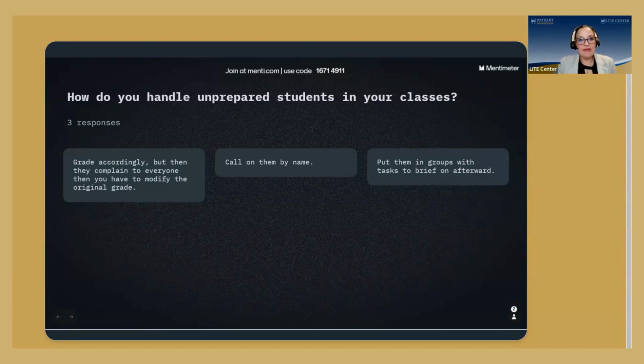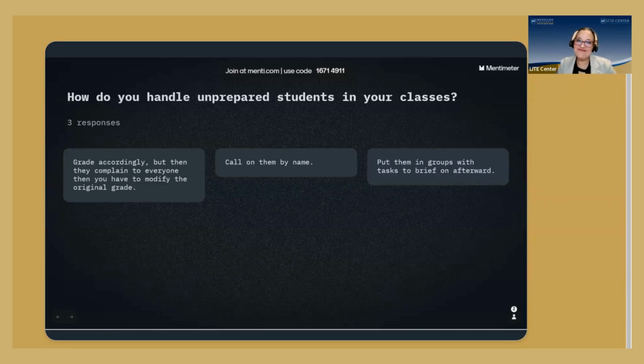Feel free to jump on the Menti to add your ideas. In the morning, we had, well, grade accordingly. I agree. Absolutely agree. That's how you handle unprepared students. You grade, regardless of what you know is going to happen the following day. But then complain to everyone that you have to modify the original grade. Well, that I disagree. You don't need to modify any grades. If you have a case, you have a rubric, and you know exactly why you gave that score, that should be sufficient.